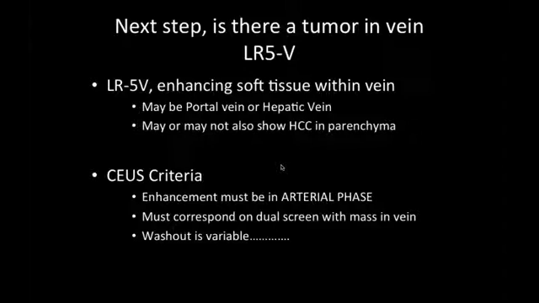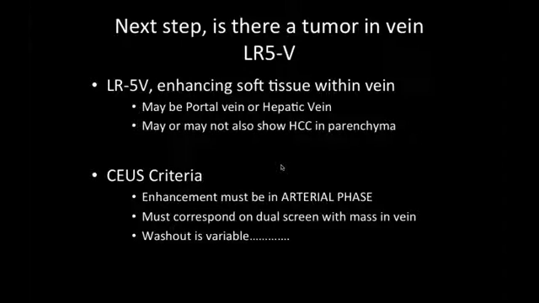So here we can see a still frame at 15 seconds, and we can mark the thrombus within the vein on the grayscale image and show the exact correlate of the edge between the enhancing thrombus and the unenhanced portion of the lumen of the vein.